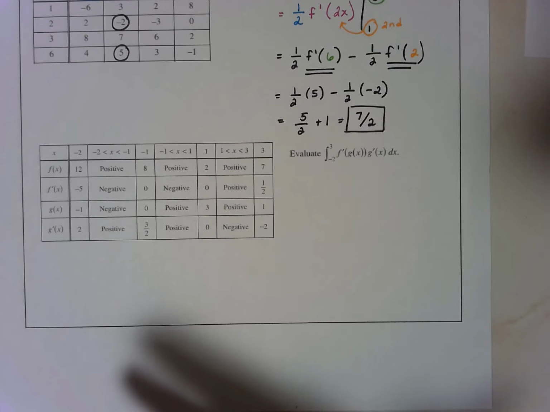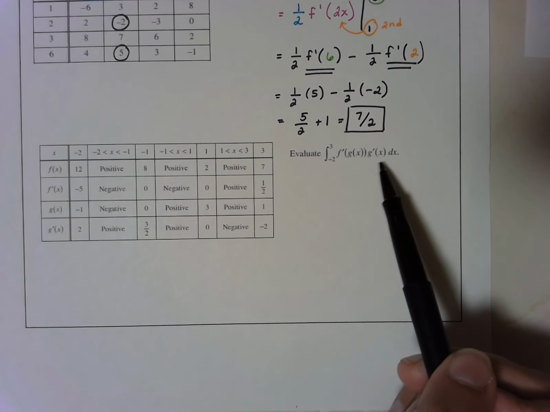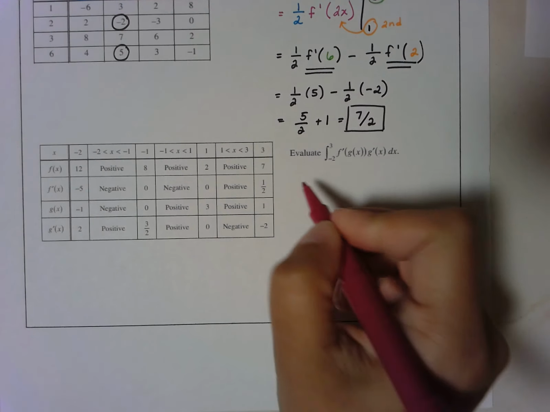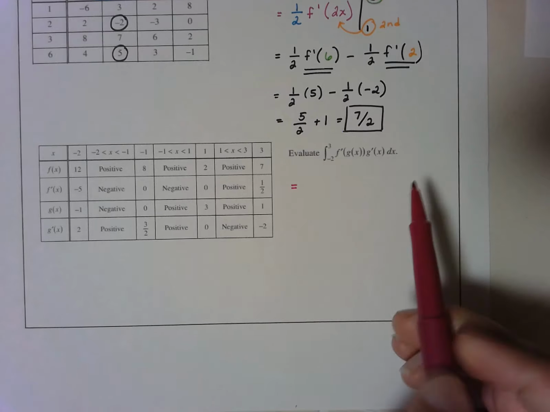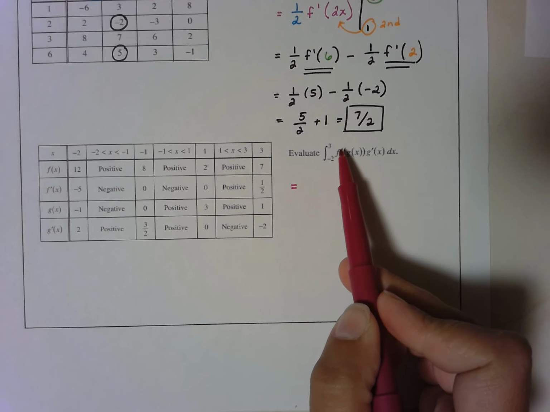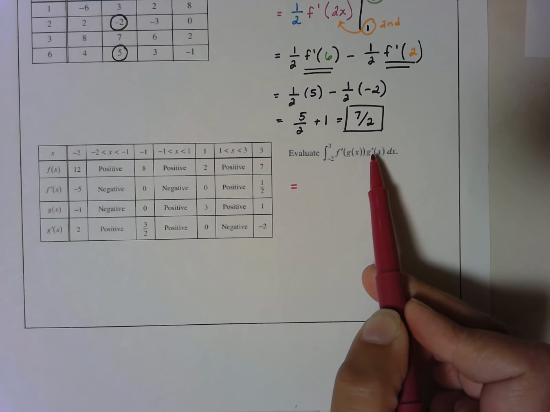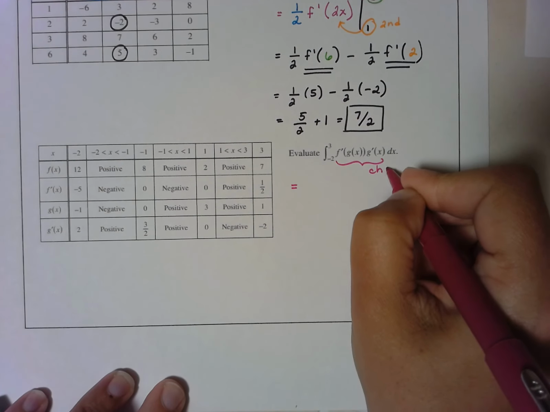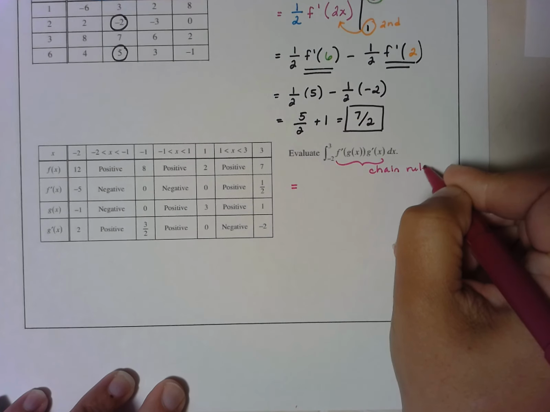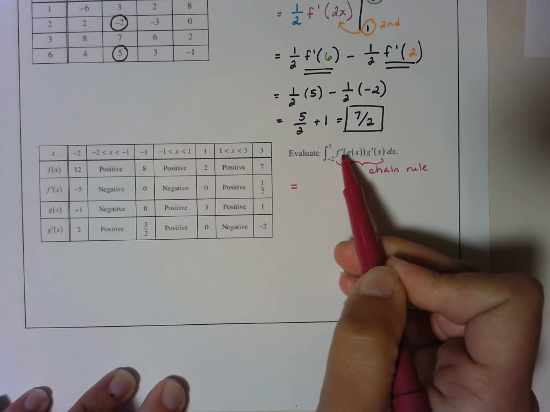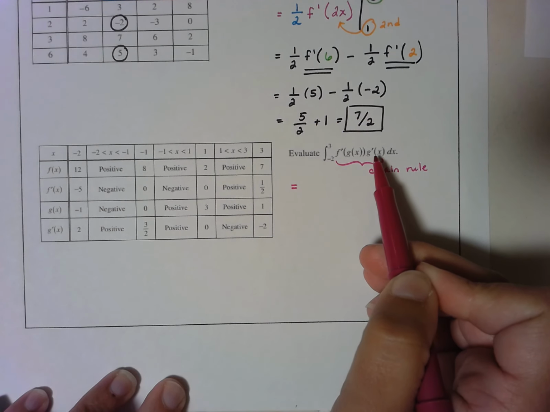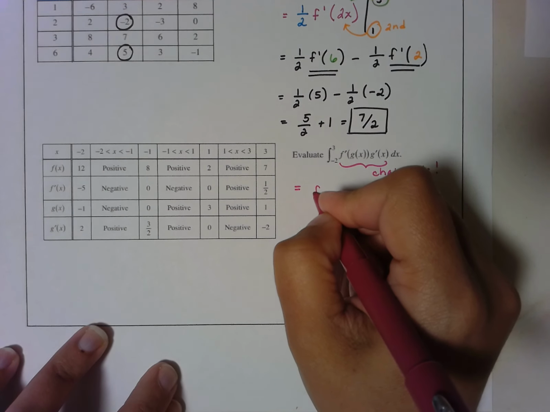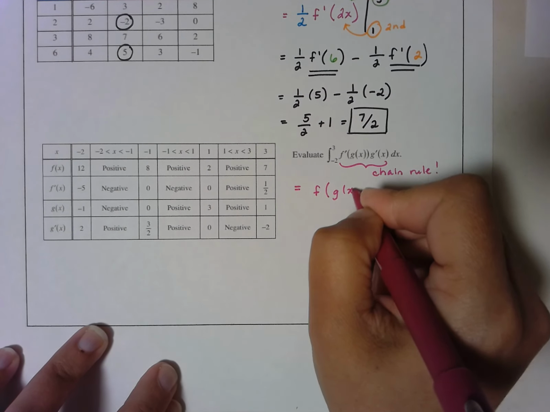Let's do one more that's very similar. So it says evaluate this integral, which means the first thing we're going to need to do is the antiderivative. Now, in order to find the antiderivative here, here's what I need to recognize. Inside of this integral, we have f prime of g of x times g prime. This right here should remind you of chain rule. It's the derivative of the outside function, leave the inside alone, times the derivative of the inside function, which means the antiderivative would just be f of g of x.